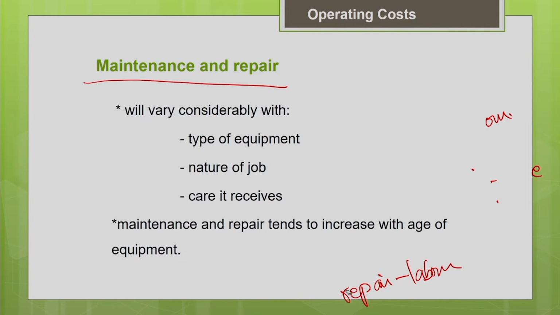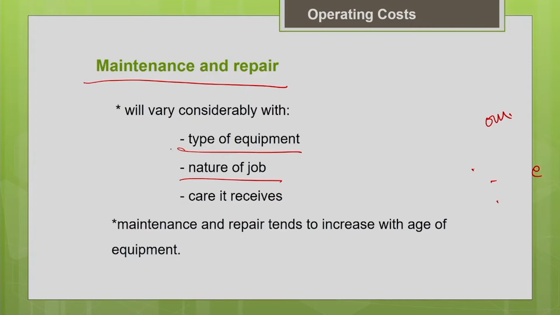So as we discussed just now, we can see that the maintenance and repair will considerably vary with the type of the equipment and the nature of the job. The one which is subjected to severe, tough, or unfavorable working conditions will incur more repair cost. It will be more worn out than the sophisticated machines which are subjected to average working conditions. So it will depend upon the type of equipment and the nature of the job.